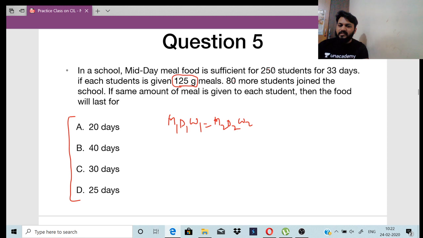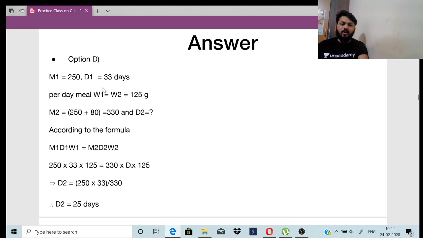M1 and M2 are 250 and 250 plus 80. You have to find out D2. D1 is given, 33 days. What is D2? You have to find out, right? The answer is option D, it is 25 days.